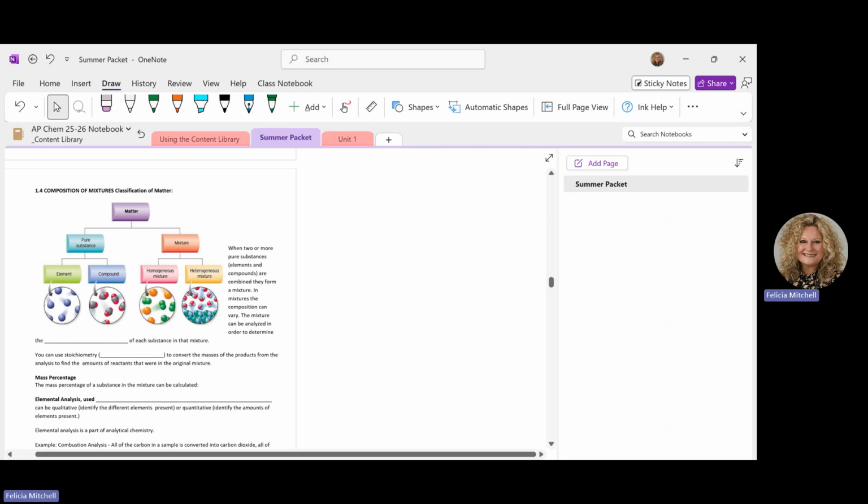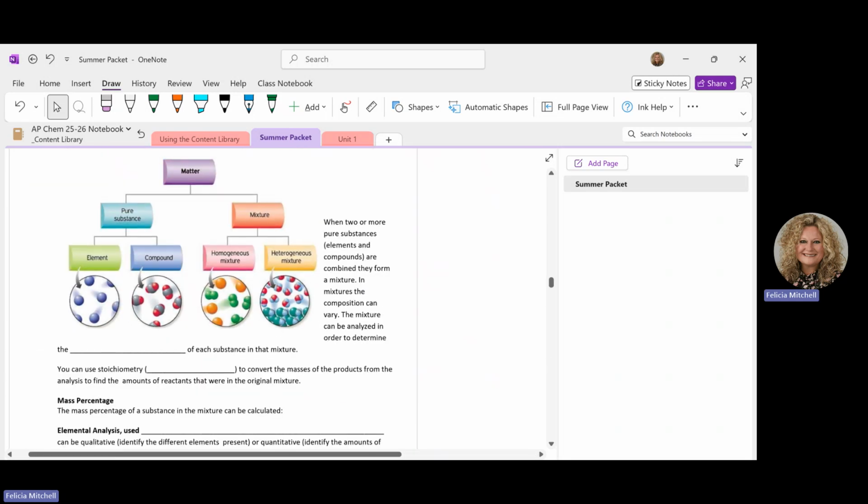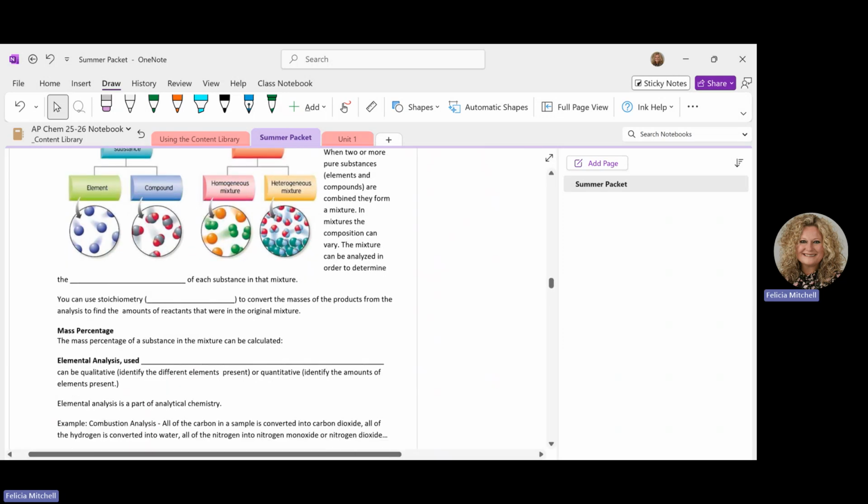Let's take a look really quick at mixtures. We did a flowchart in honors very similar to this. You can have a homogeneous mixture or a heterogeneous mixture, meaning like a chocolate chip cookie would be heterogeneous, or a homogeneous would be like the mixture of air that we breathe, like of nitrogen and oxygen and all that, the gases that we breathe. Remember, elements and compounds are pure substances. They're not mixtures, but you can combine 2 or more pure substances to form a mixture.